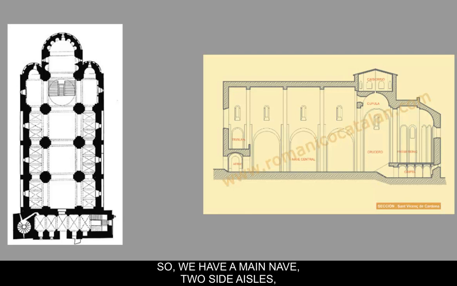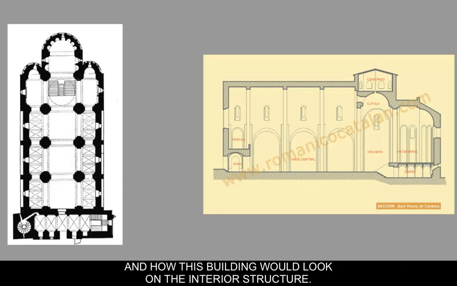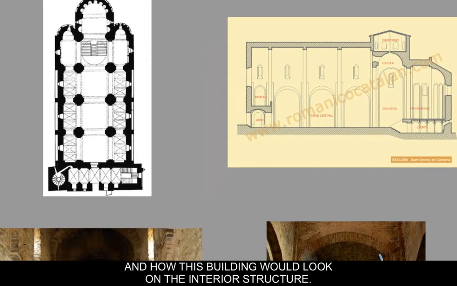So we have a main nave, two side aisles, and three main big altars. And then there's actually underneath it a crypt that was built in that makes it a little bit larger. So let's take a look at the nave and look at the architecture of the nave and how this building would look on the interior structure.